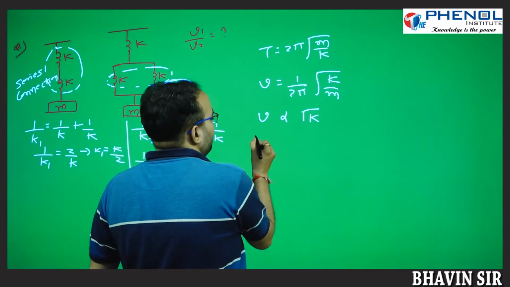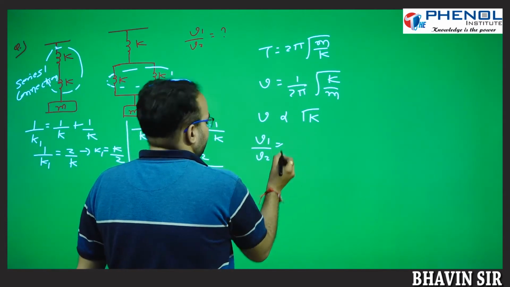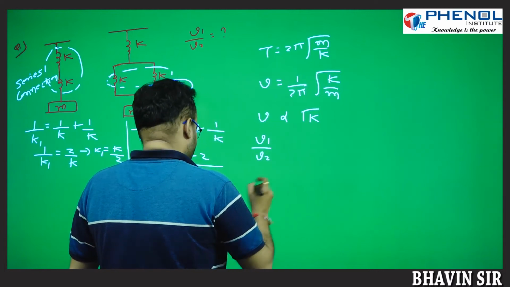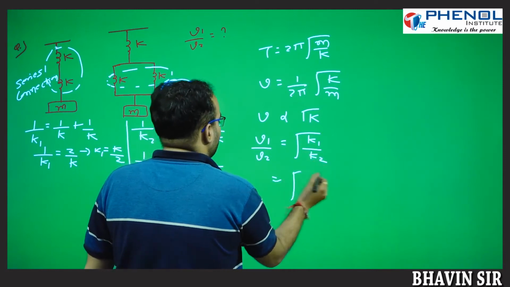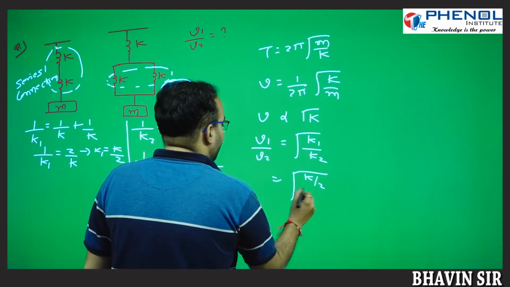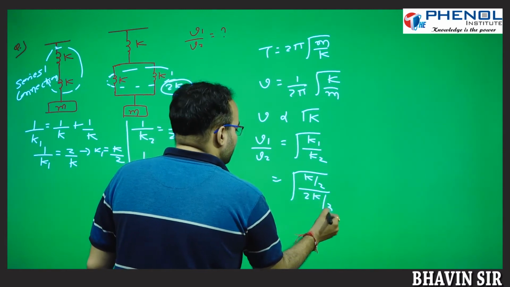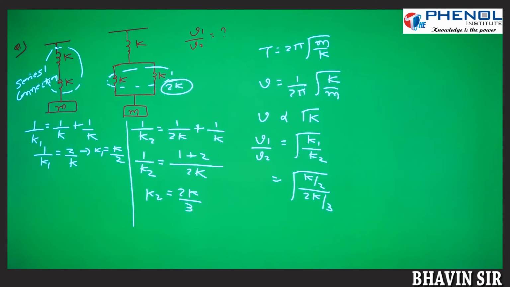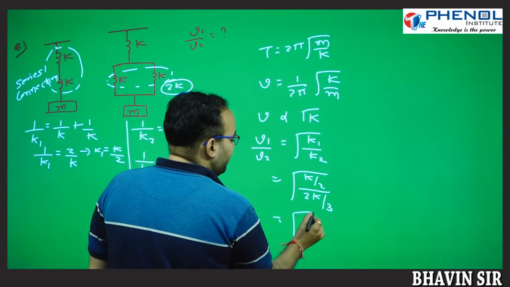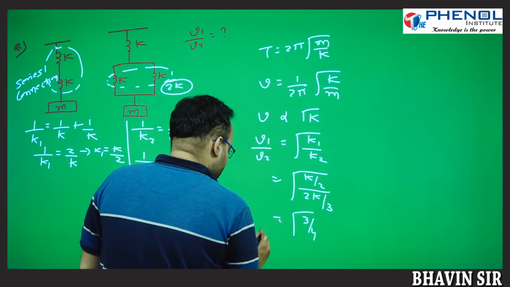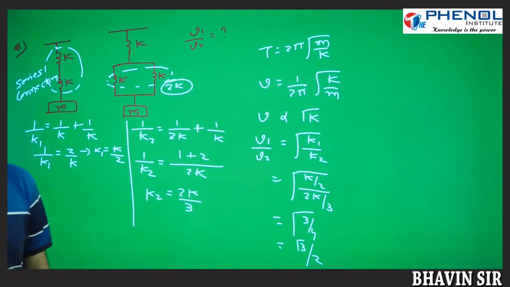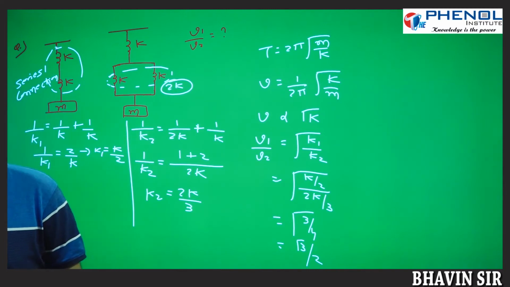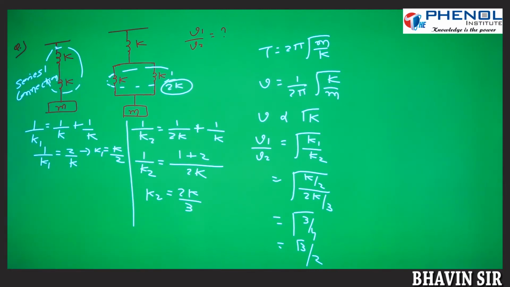So nu1 by nu2 is equal to root of k1 by k2, 2 pi is constant. What is k1? k by 2, and here 2k by 3. So 3 is in the numerator, 2 into 2 is 4. So what is the answer? Root 3 by 2.